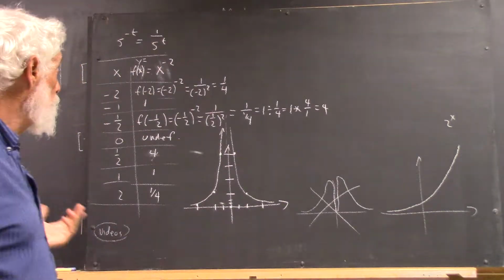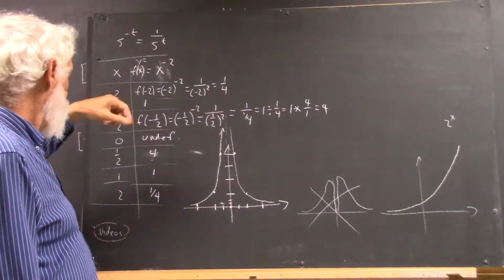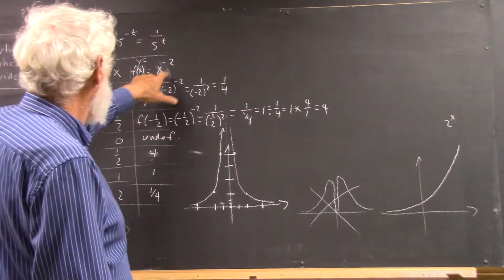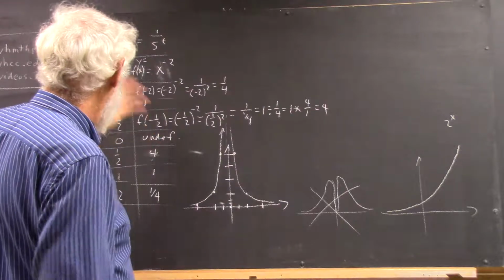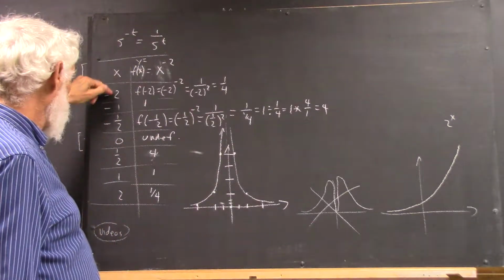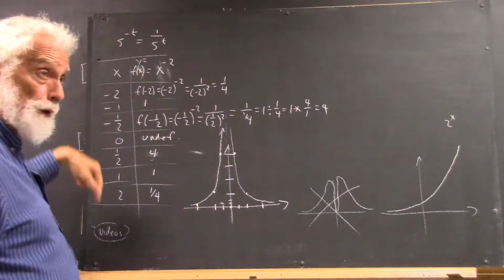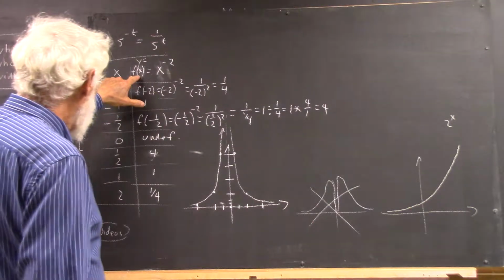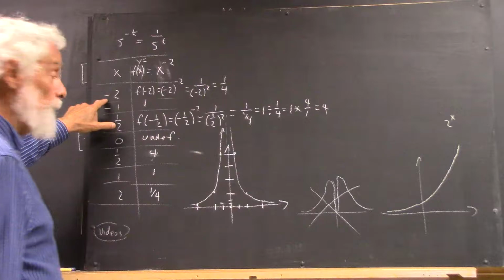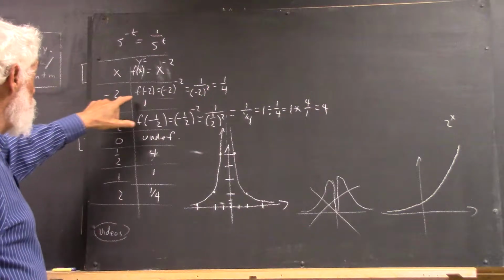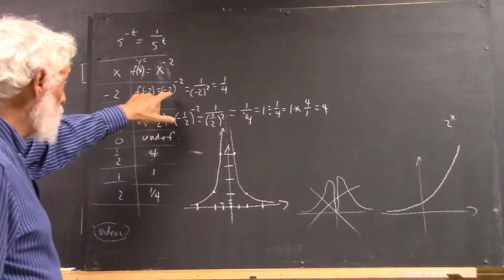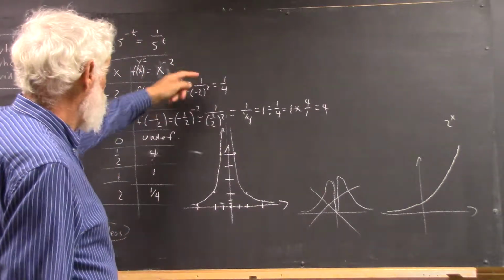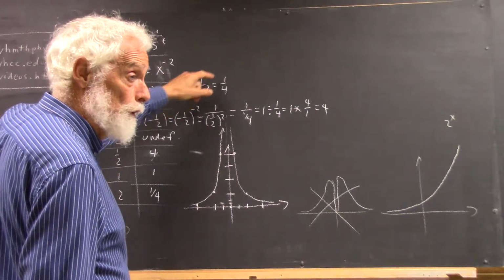So if you're making the table for x to the negative 2, you use x values negative 2 through 2, the usual x values. f of x is x to the negative 2, so if x is negative 2, you have f of negative 2, which is negative 2 to the negative 2. And that, of course, is 1 over 2 squared, or 1/4.